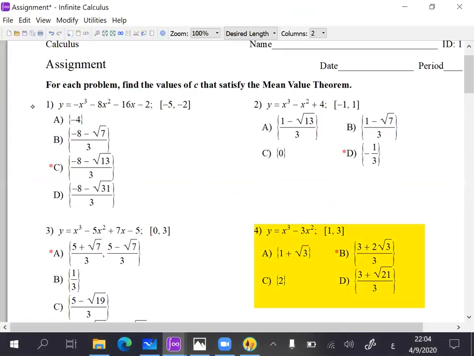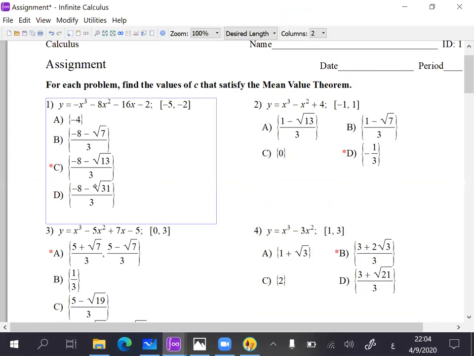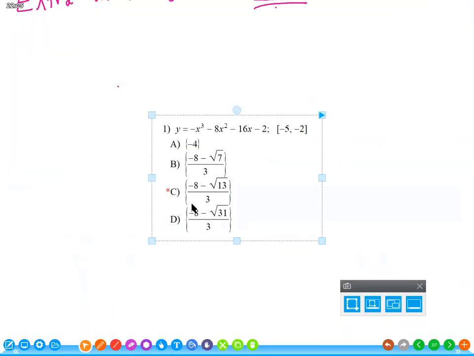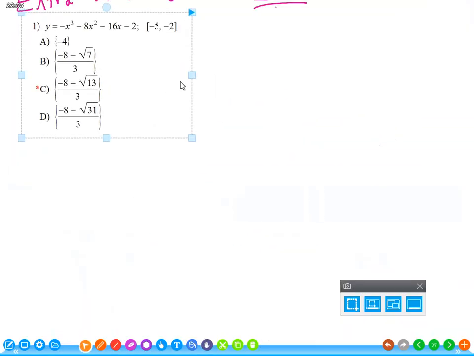I will do the first one. Here, find the value of c. Directly, he wants only to find the value of c.